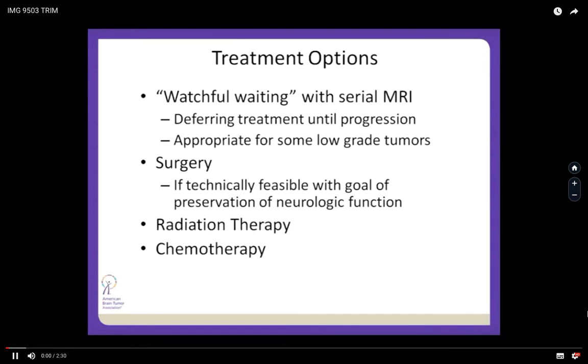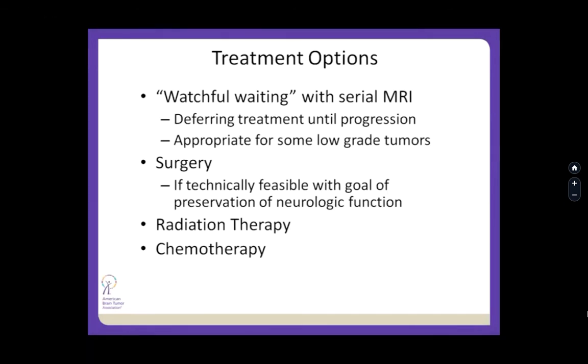So there's lots of different treatment options, though. There's watchful waiting, meaning you don't do anything but watch very carefully with serial MRI scans, and we defer treatment until, say, the tumor progresses in size or grade or symptomatically in some way. And that may be appropriate for some low-grade tumors, but not others. There's surgery, with a caveat, and the caveat's important: if it's technically feasible with the goal of preservation of neurological function and an acceptable level of risk.